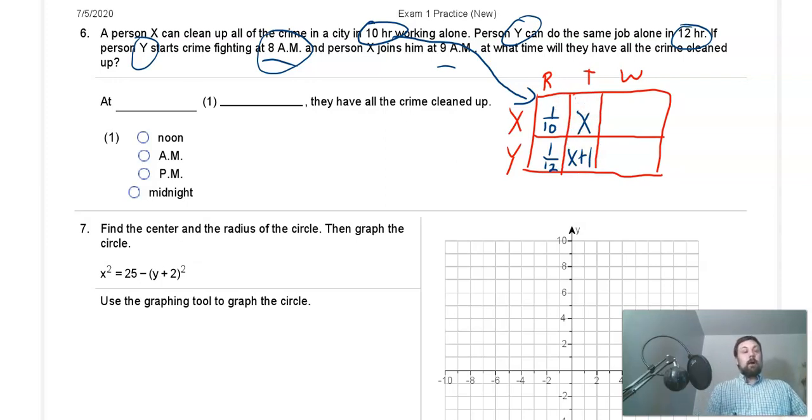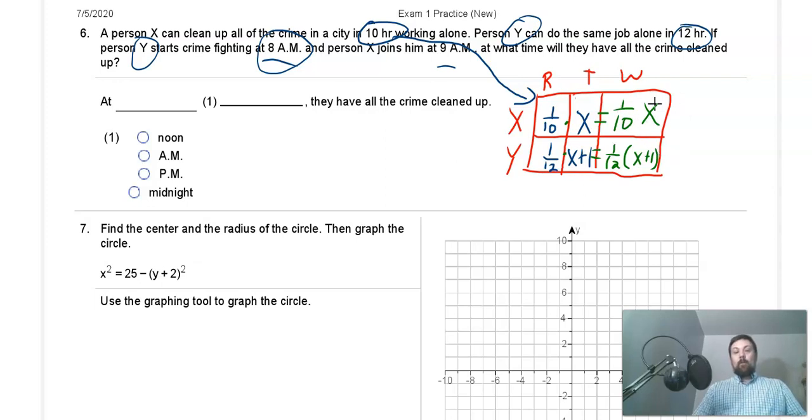Once you get these first two columns filled in, you multiply across, right? So we're going to multiply these together to get the work. And so Batman's work, person X's work, is going to be 1/10 X. That expression represents the amount of work Batman's going to contribute to the job getting done. For Robin, it's 1/12 times (X plus 1), because I'm multiplying these two together to get that. And that represents the amount of work that Robin, or person Y, is contributing to the job that day.